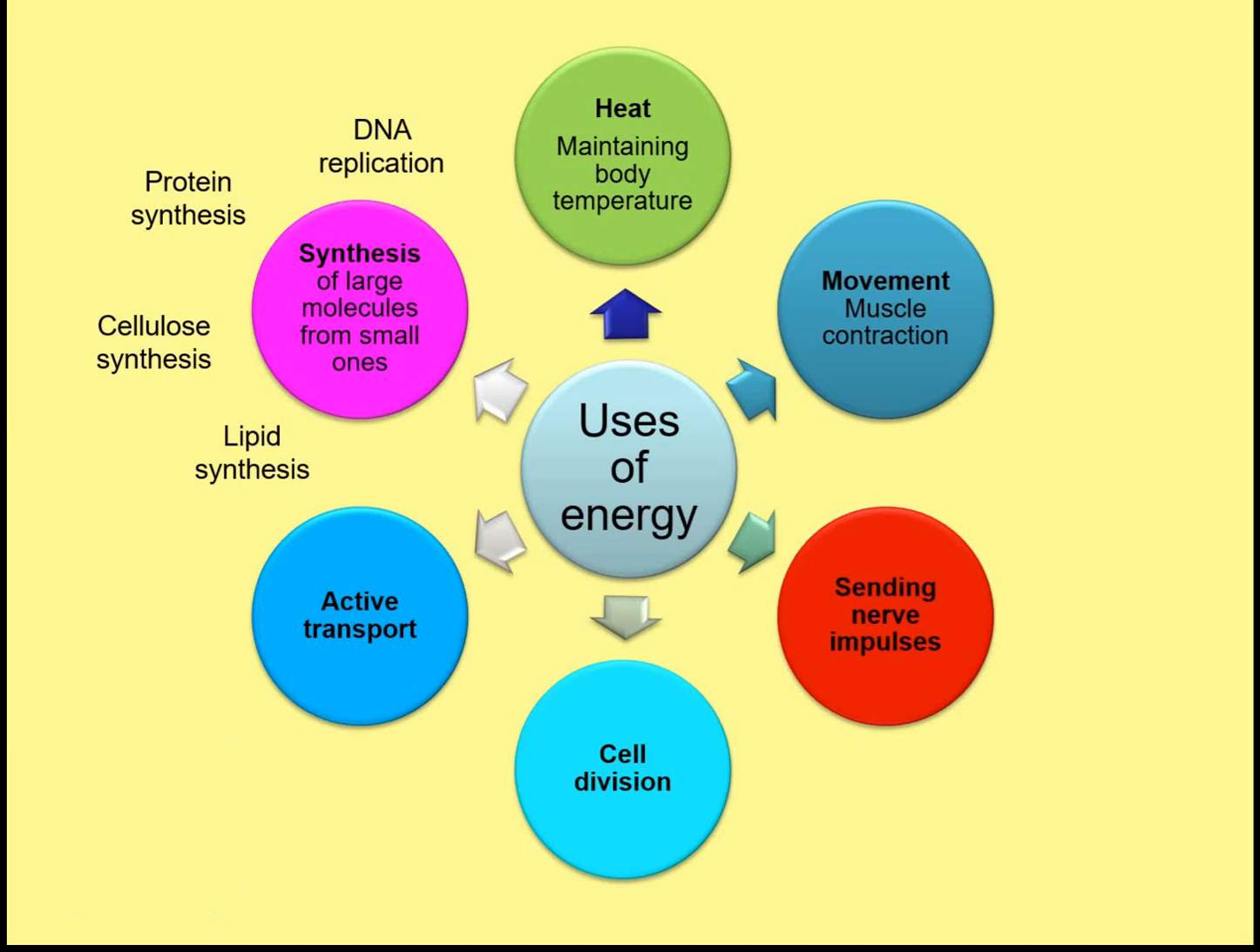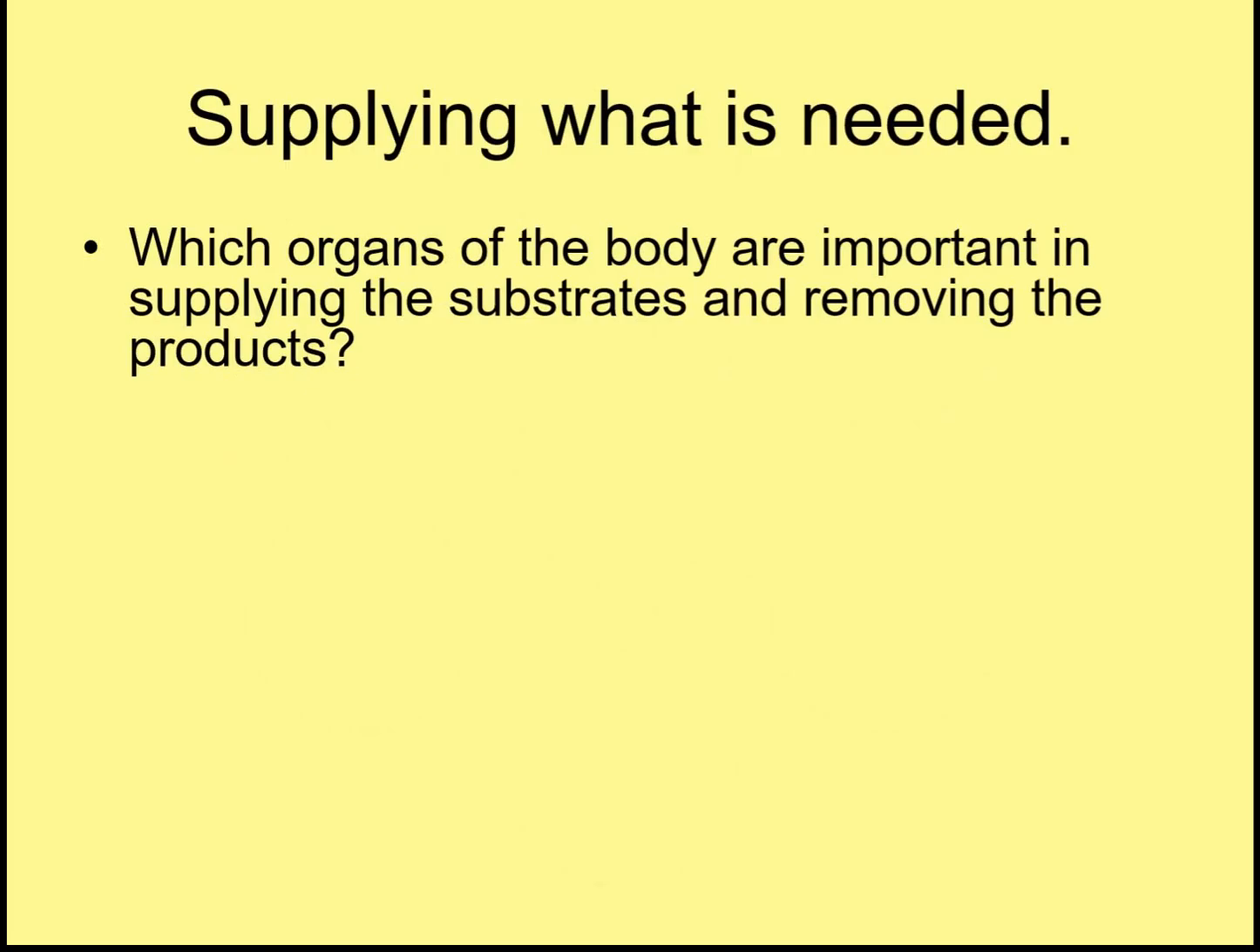Okay, just have a little bit more thinking about how respiration links in. Remember, every cell in your body is doing aerobic respiration. Every living cell in the body is doing it. Okay, but in terms of supplying the substrates and removing the products, you need to think about which organs of the body are important in supplying those things. So have a think for a minute. What organs are they? How are they involved? In fact, give yourselves 3 minutes now just to write down a couple of bullet points.